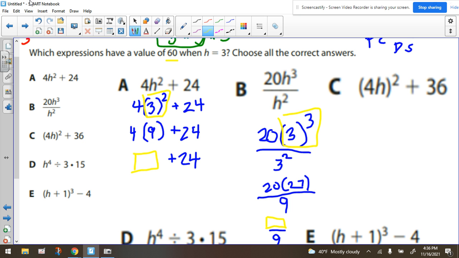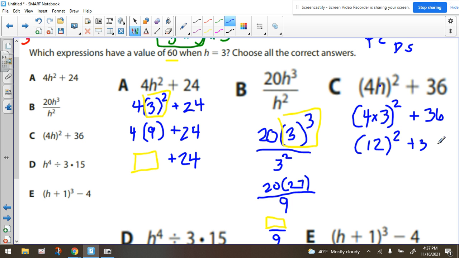All right, so let's look at choice C. This one is 4 in parentheses. They give us 4, and then this means times. So let's put a little multiplication symbol in there. Times h, which in this case is 3, parentheses, and then we have to square that plus 36. All right, so we have to multiply these two things together, which would be 12, and then we have to square that and add 36 to it.